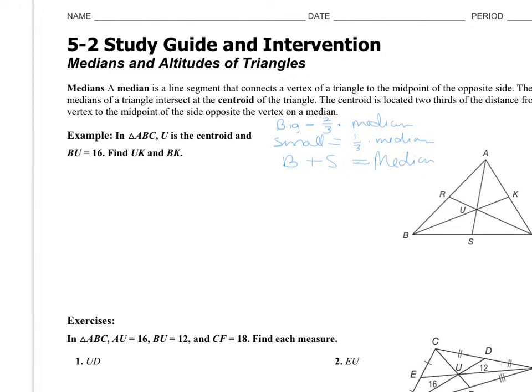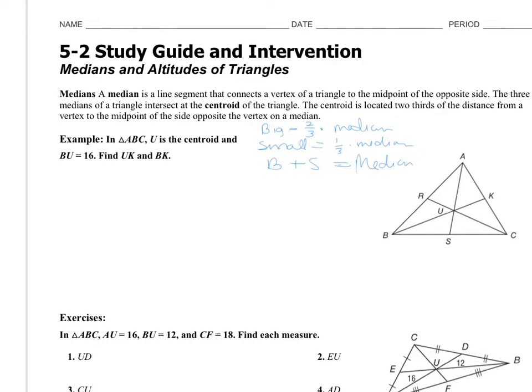In the example, it says we have triangle ABC. U is the centroid, so that means that we've intersected the medians of our triangle, and that BU is, here's BU right here, that BU is 16, and we want to find UK, which is going to be our little blue segment here. We want to know what that is, and what BK is, which is the whole median.